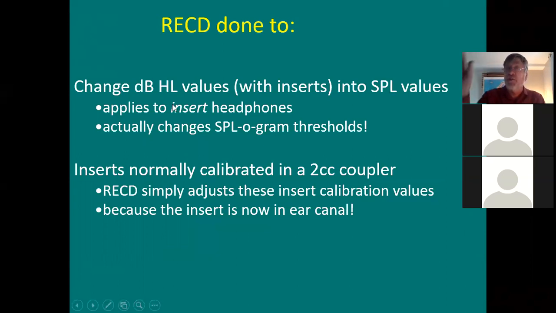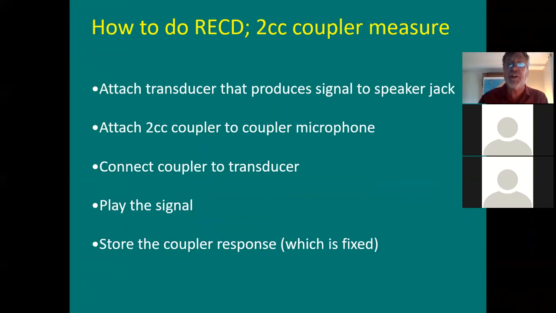Fine. You've gone all the way from the audiometer to the real ear. Inserts normally are calibrated in a 2cc coupler. RECD simply adjusts these insert calibration values because the insert is now in the ear canal. Let's look at that. They're talking about measuring these things. So here goes. How to do it if you were to measure it.